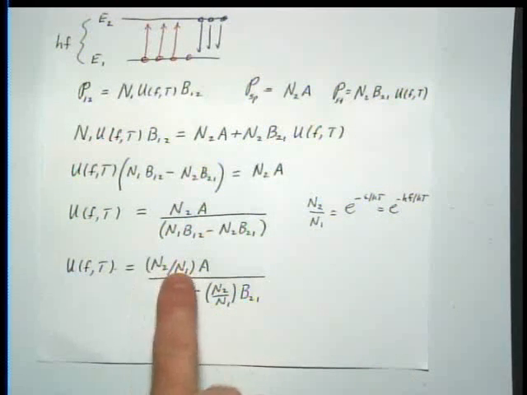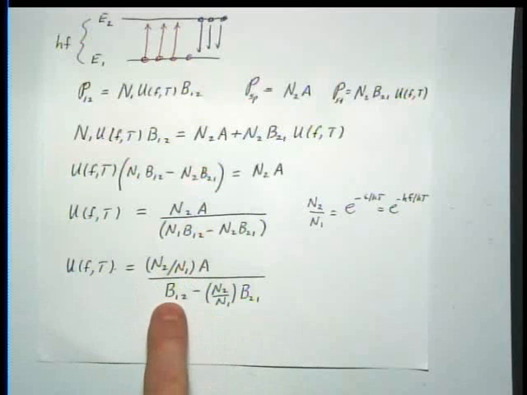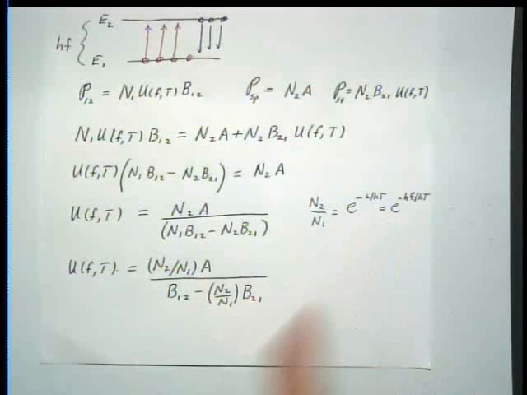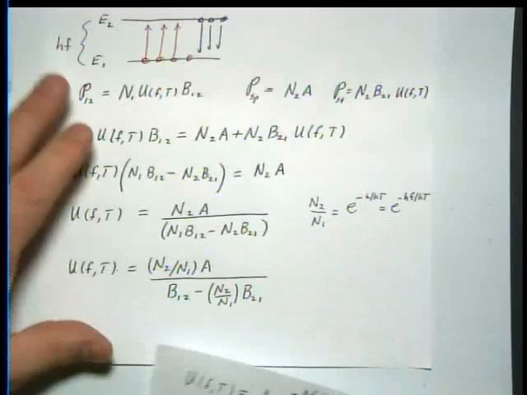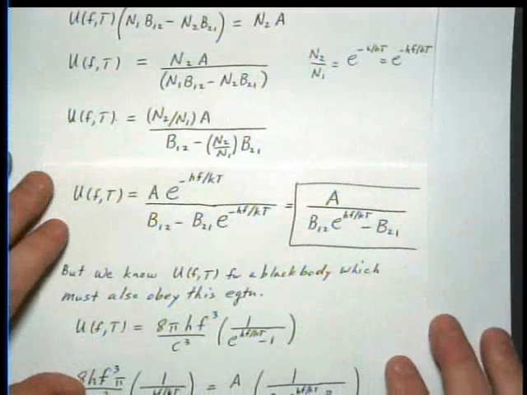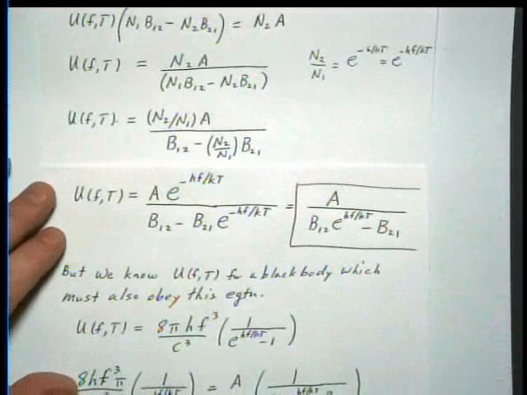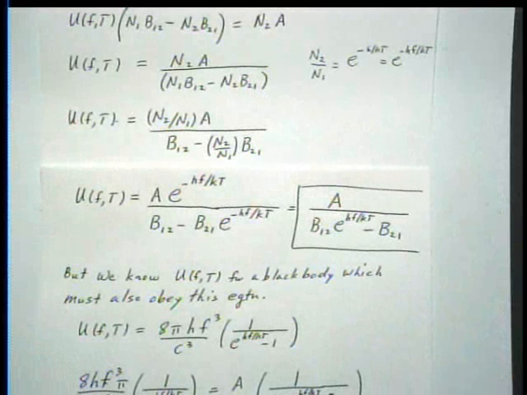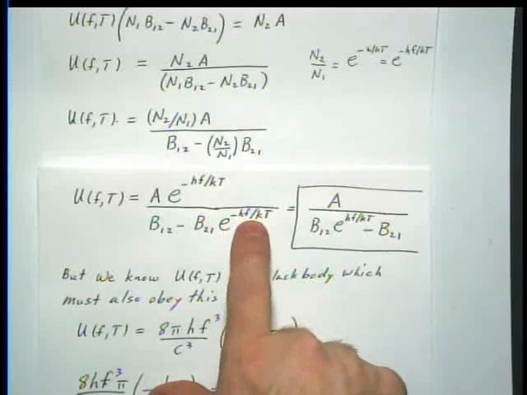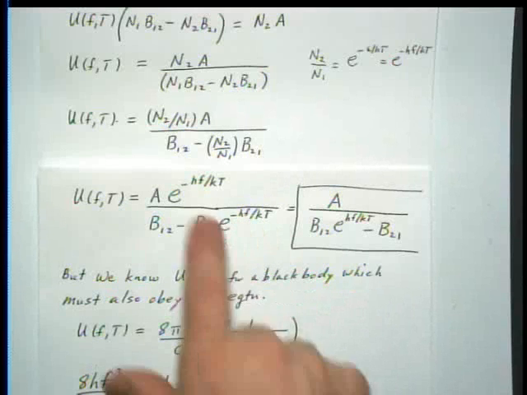So I got N2 over N1 times A. I don't know A. I got B12. I don't know B. I got N2 over N1. I want to replace these all with this exponential function. I got the following. I replaced that with e to the minus HF over KT, and I applied this with e to the minus HF over KT. And I got two exponentials.